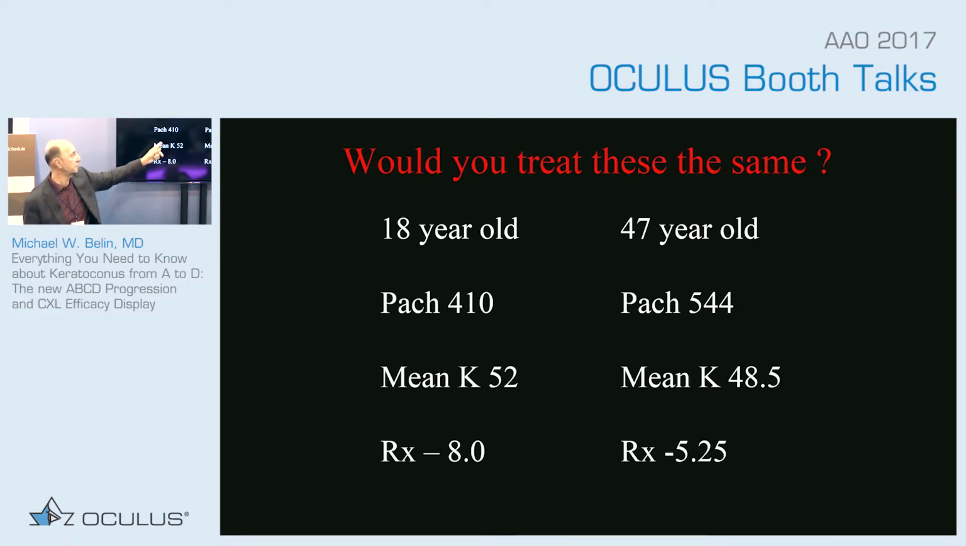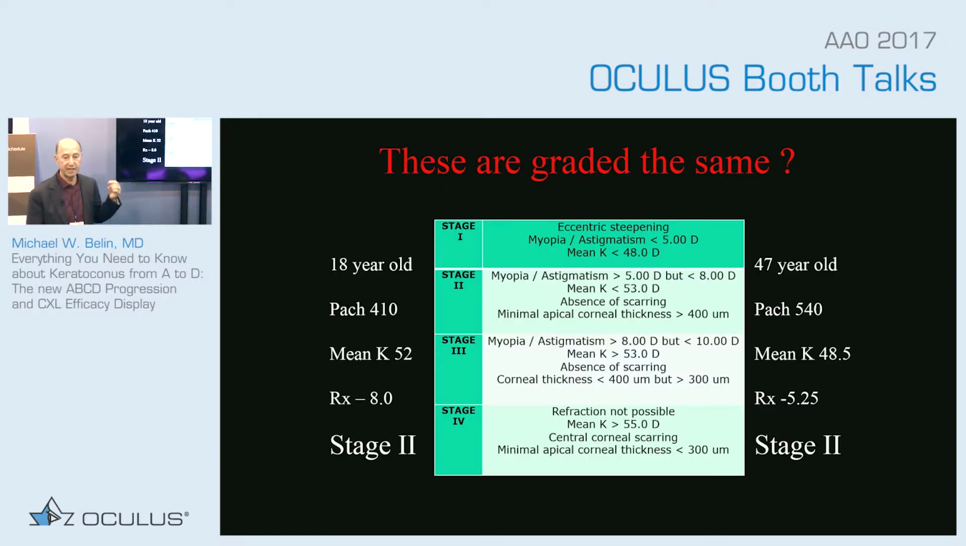So if we look at these two patients here, there's an 18-year-old with a pachymetry of 410, a mean K of 52, and a refraction of -8. We have another patient who's 47, pachymetry of 544, a mean K of 48.5, and a refraction of -5.25. Most of us would agree, not only would these likely require different treatments, but these two patients are highly different. They are both stage 2 on Amsler-Krumeich. They're the same. So it's really a useless classification.